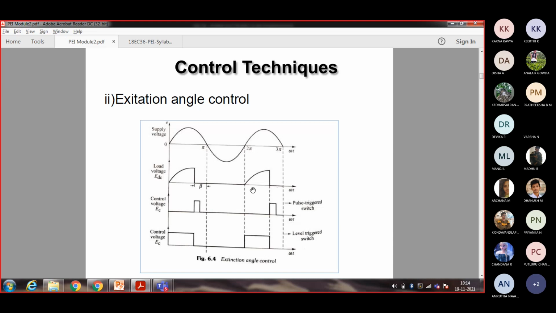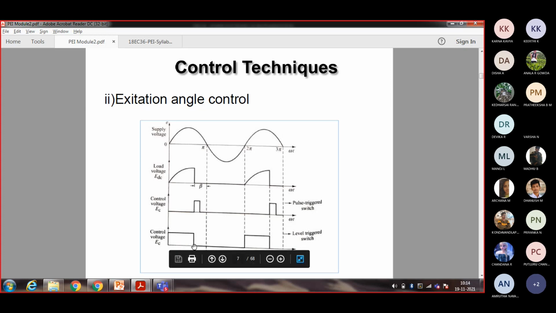Once again, in the first half, when excitation comes, a load voltage can be measured over here. For the pulse trigger switch and the level trigger switch, there are two different switches, pulse trigger and level trigger. Once the level has been changed from 1 to 0, that is level trigger. Here the pulse, in the sense, once the pulse is initiated, a small pulse, that is pulse trigger.